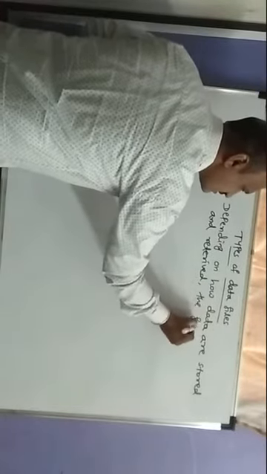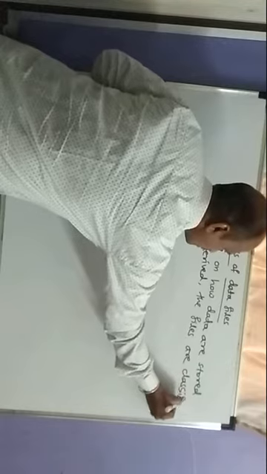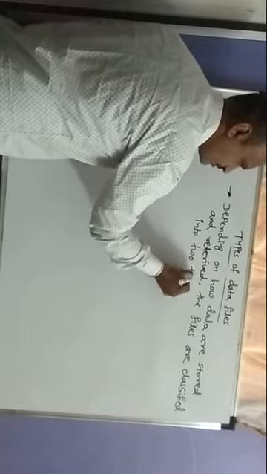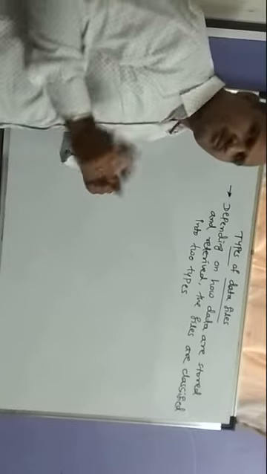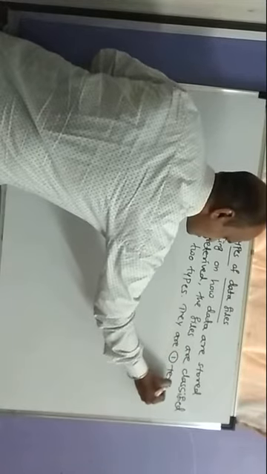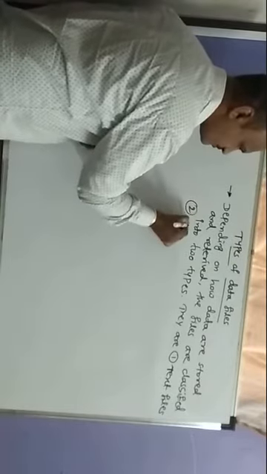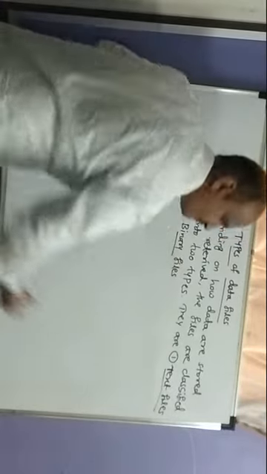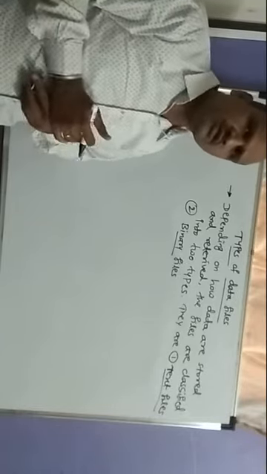The files are classified into two types: one is text files and the second one is binary files. We have two types of files we use to store and retrieve data, that is, how the data will be stored and how the data will be retrieved.